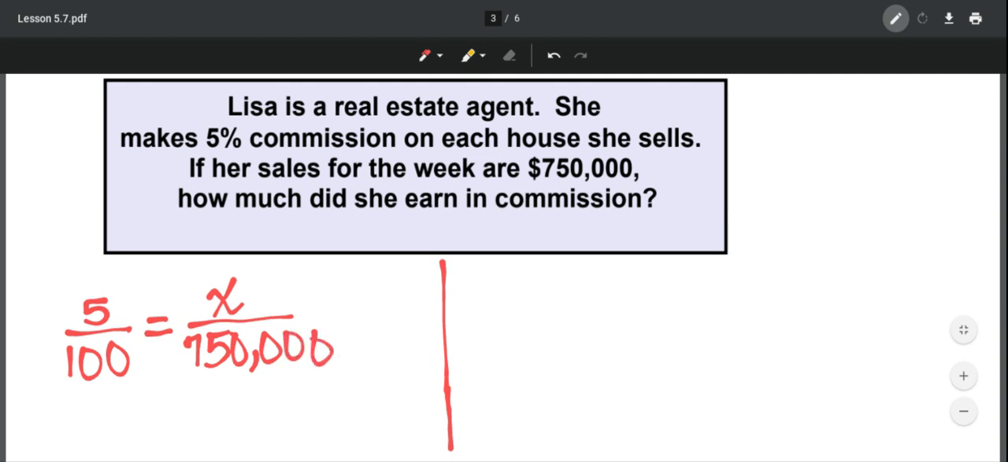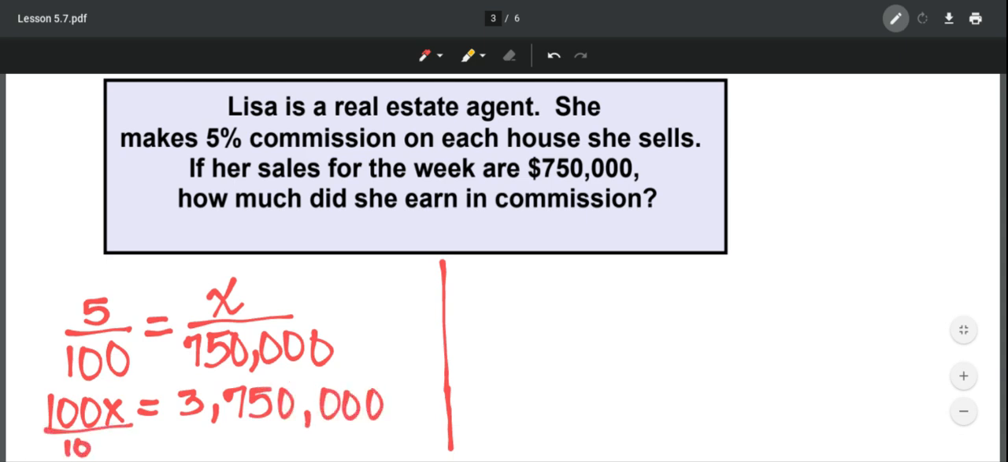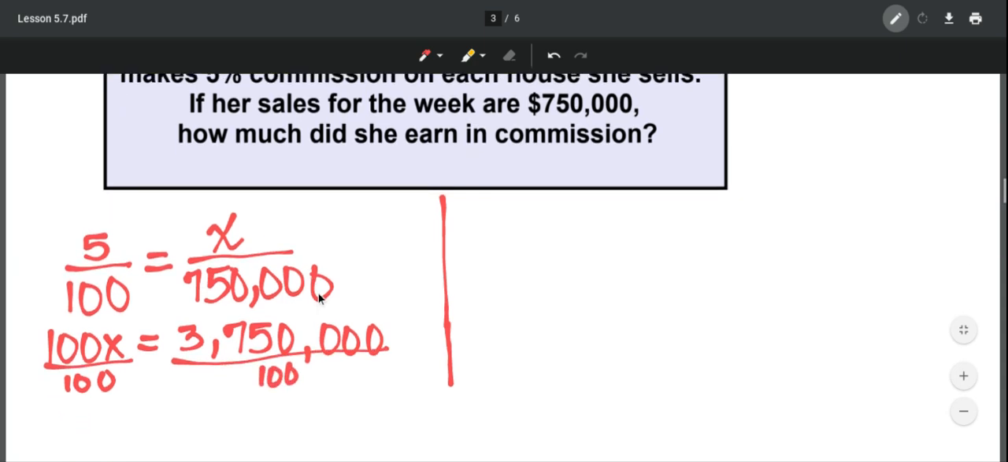So when we cross multiply, we get 100x is equal to 3,750,000. When we divide by 100 on both sides, we get that Lisa's commission is equal to $37,500.